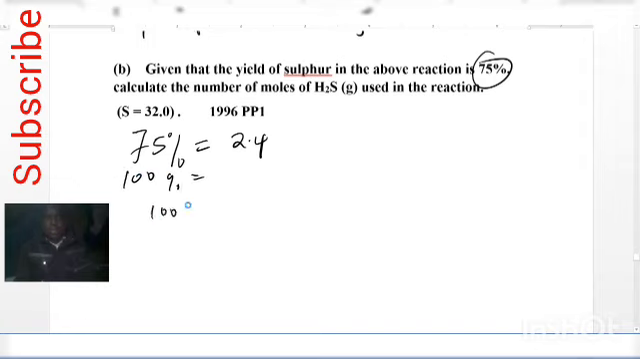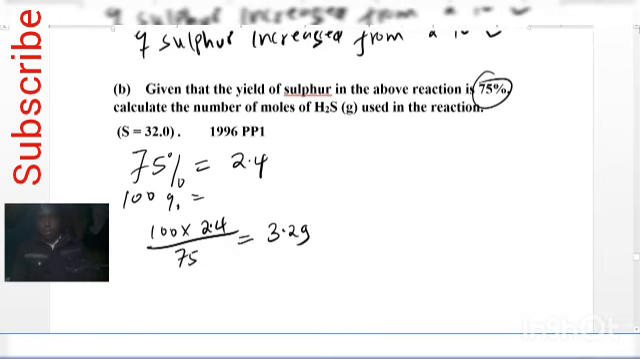So 100 times 2.4, sorry, divided by 75. This one will give us 3.2 grams. So 100% is 3.2 grams. So let us find the moles of sulfur.